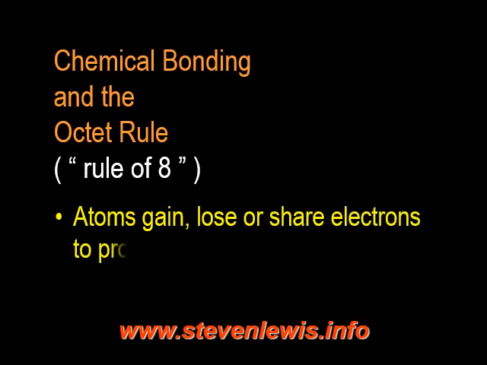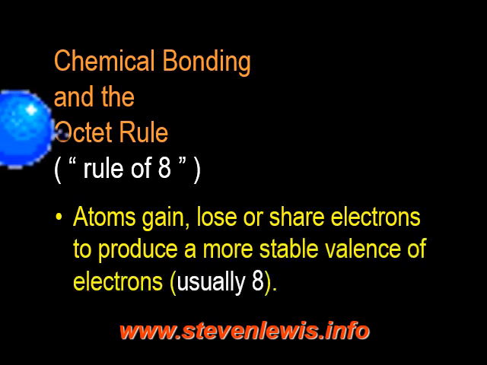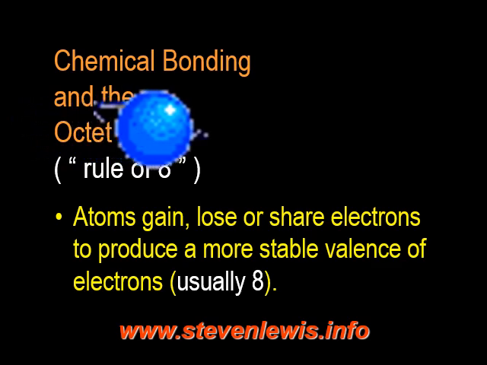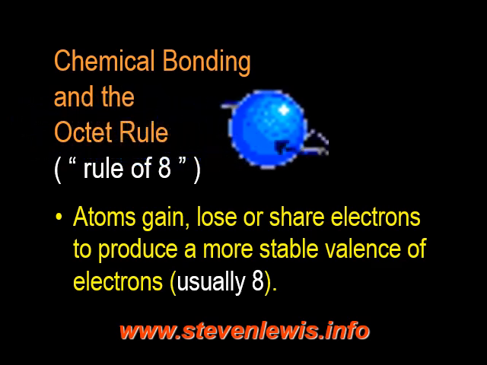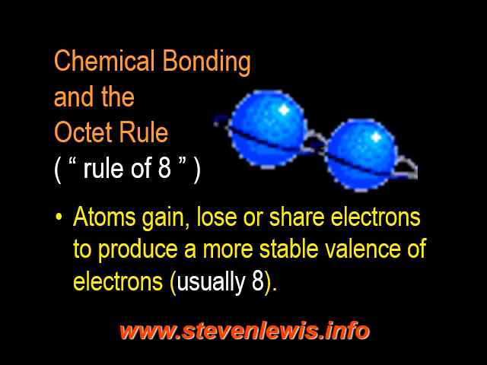Many of the most common elements follow what is called the rule of 8, or octet rule. Atoms gain, lose, or share electrons to produce a more stable valence of electrons. The most stable valence of electrons for most elements important for life is usually 8.